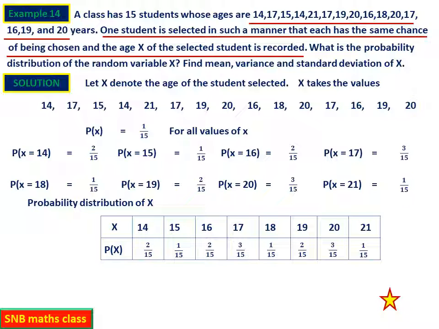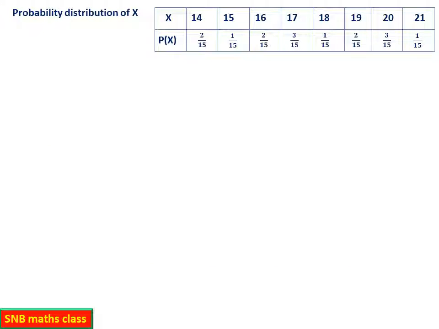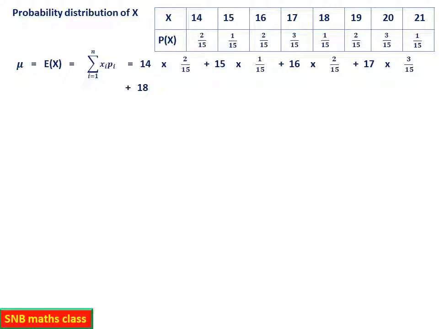Now what you have to do, you have to calculate the mean, then the variance and the standard deviation. So let us proceed. See, this is the table. Now first we shall calculate mu. What is the formula? E of x equal to sigma xi pi. Substitute. So 14 into 2 by 15 plus 15 into 1 by 15 plus 16 into 2 by 15 plus 17 into 3 by 15 plus 18 into 1 by 15 plus 19 into 2 by 15 plus 20 into 3 by 15 plus 21 into 1 by 15.